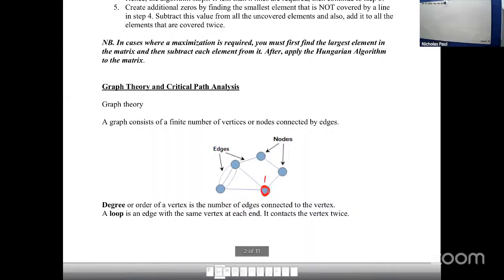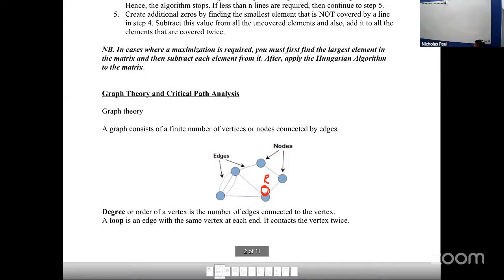Look at this one here. Let's call that R. What's the total number of edges there? What's the degree of R? Anybody can answer. What's the degree of R then? Three. Very good. 3.